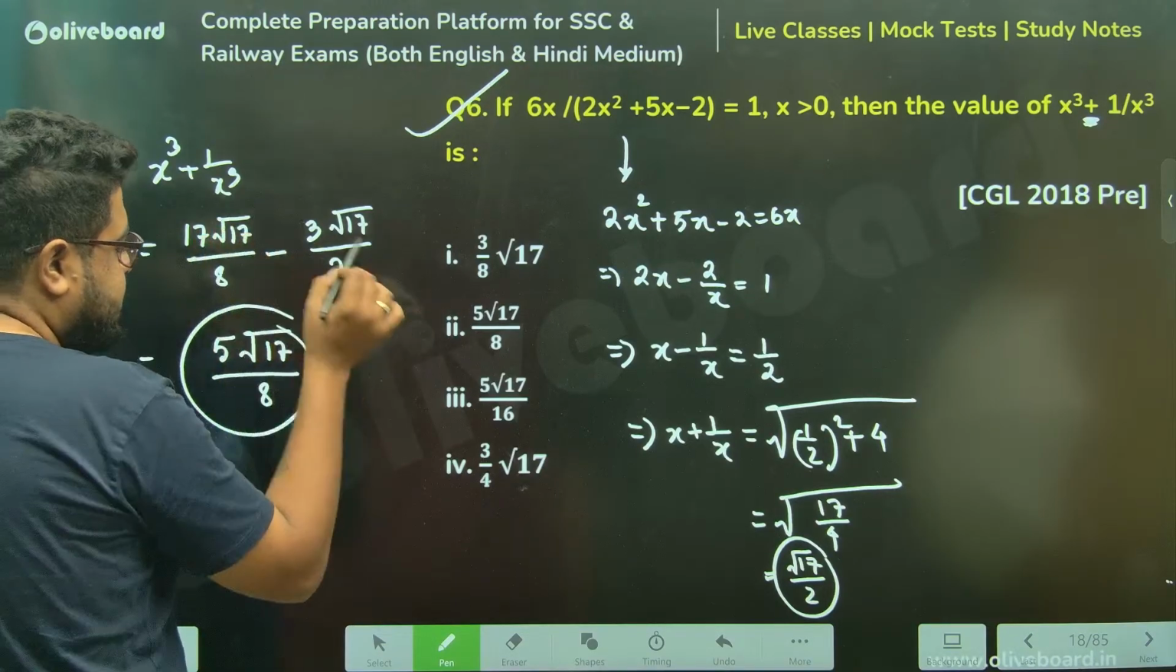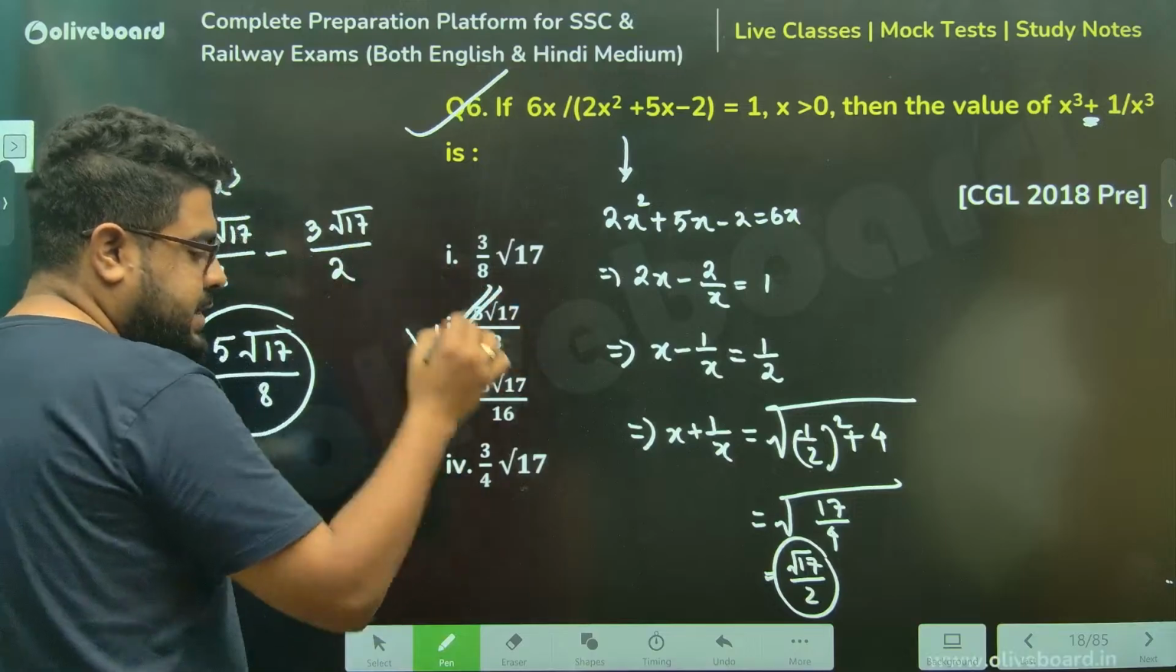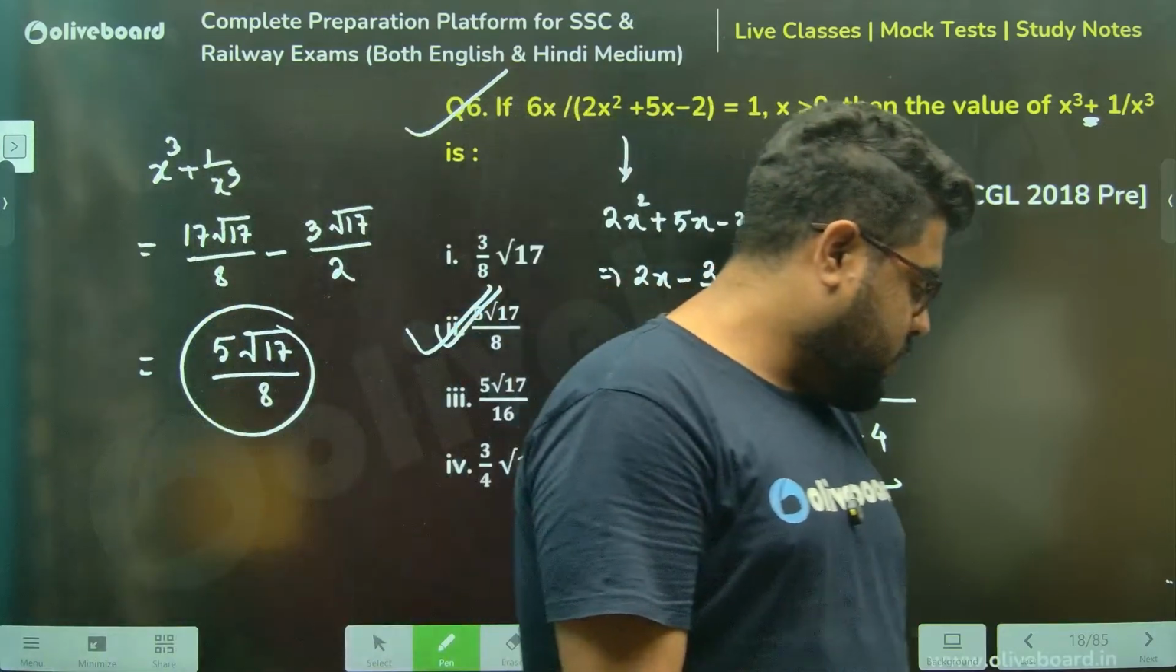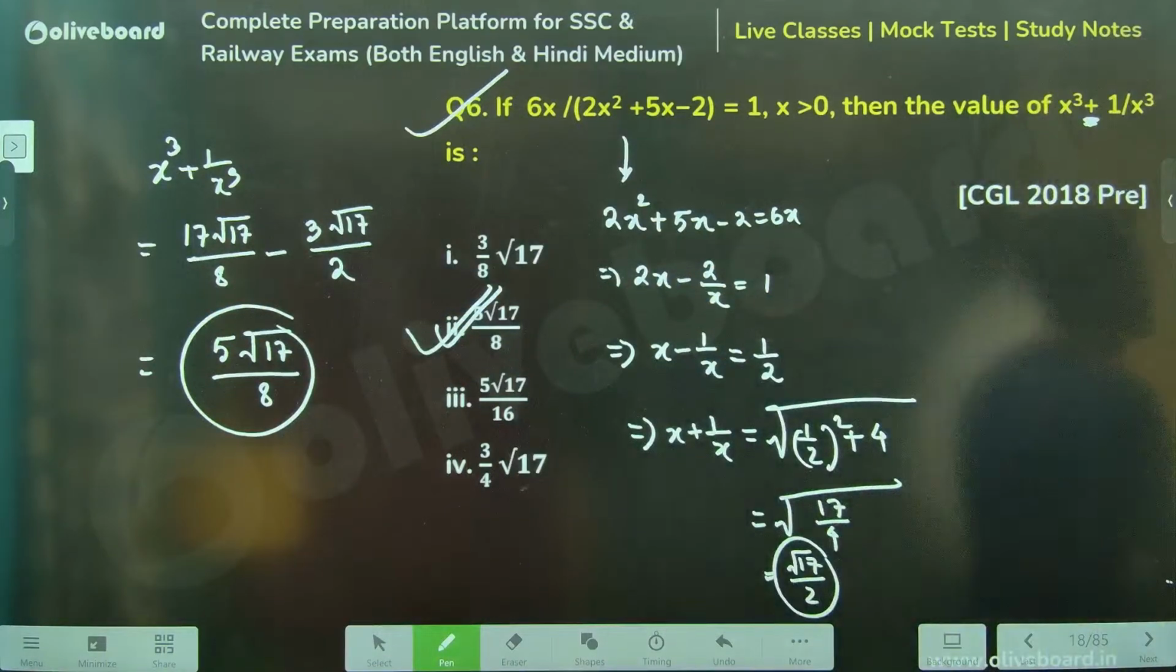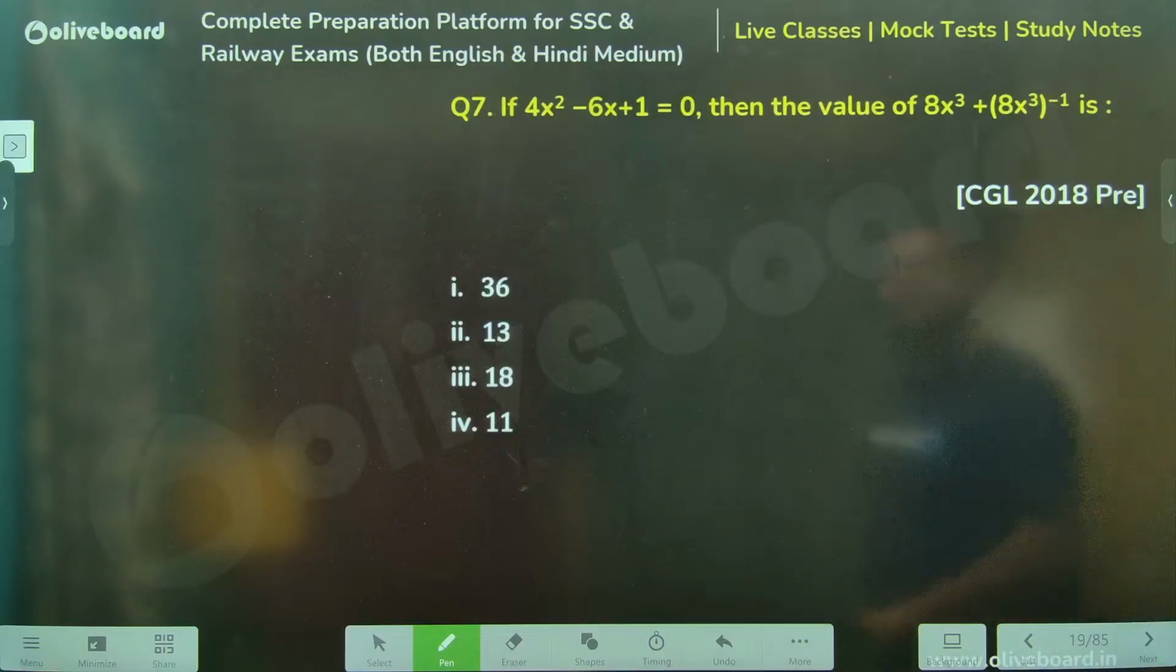I multiplied this for some reason. So option 2 is the answer. Option 2 is most definitely your correct answer. Clear, everyone? Simple question.